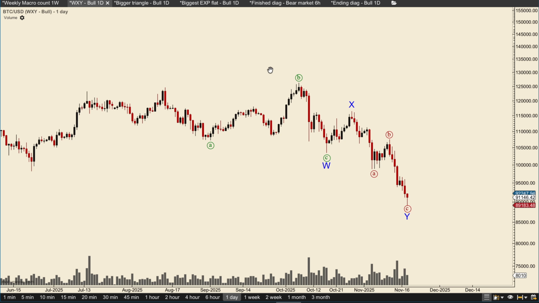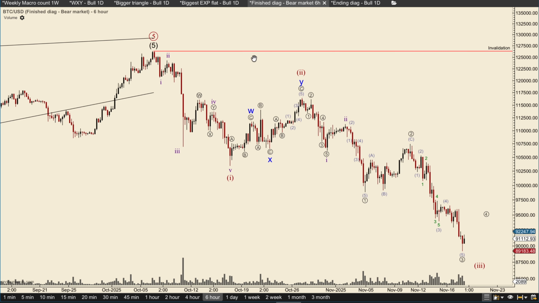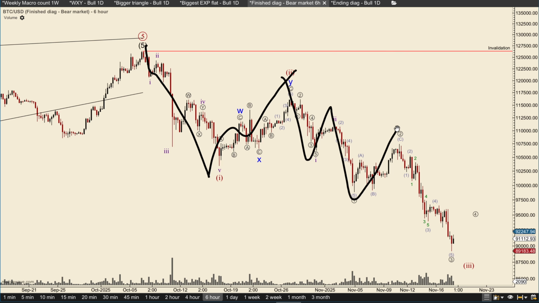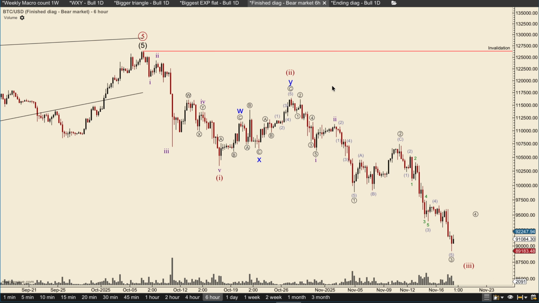So the other scenario is the bear market one. Here we are basically ending the bull market with an ending diagonal. And now we are counting this as a wave 1, wave 2, 1, 2, 1, 2, 3, 4, 3, 4, 4, 5, and so on. Very, very low target for Bitcoin. So that's the bear market one.